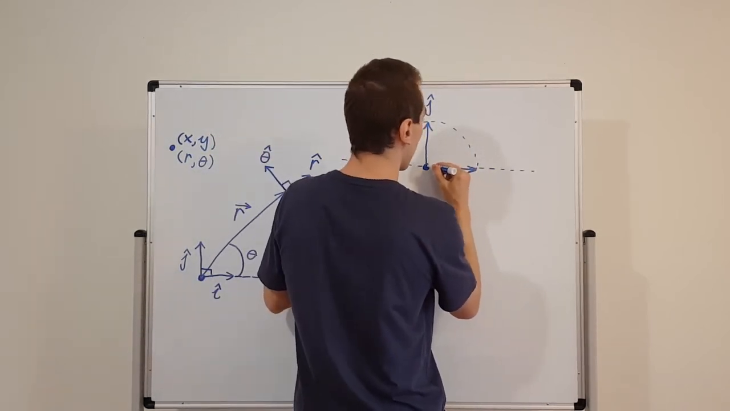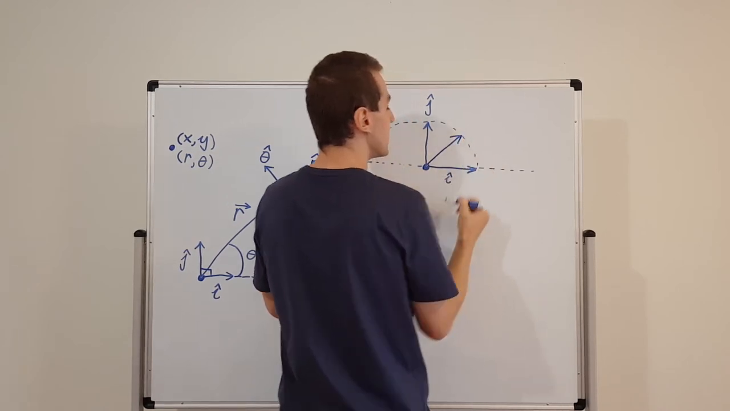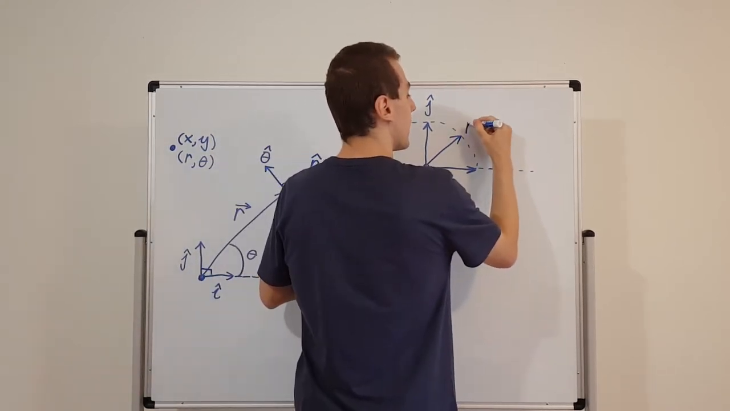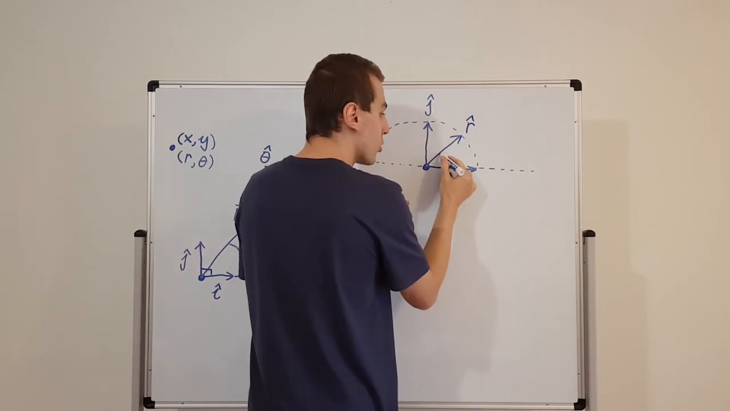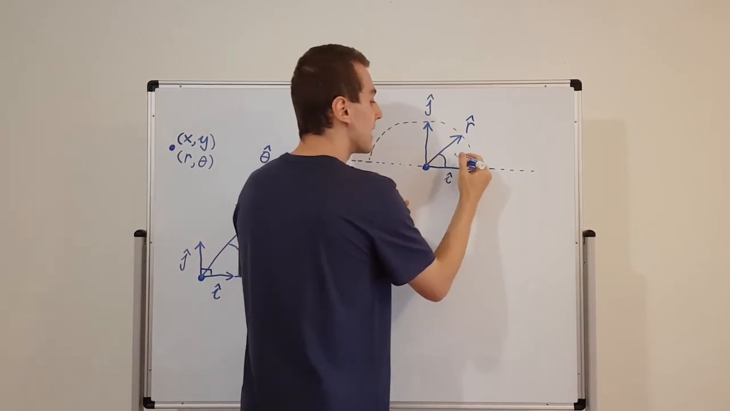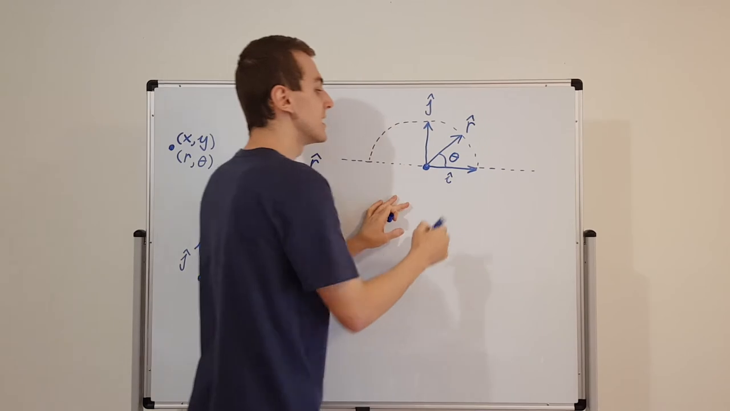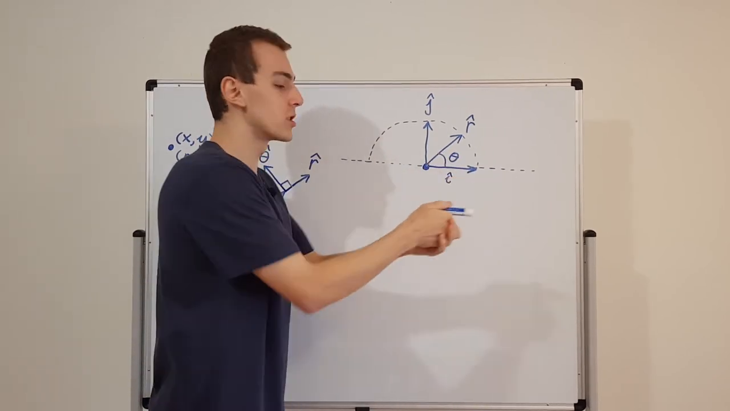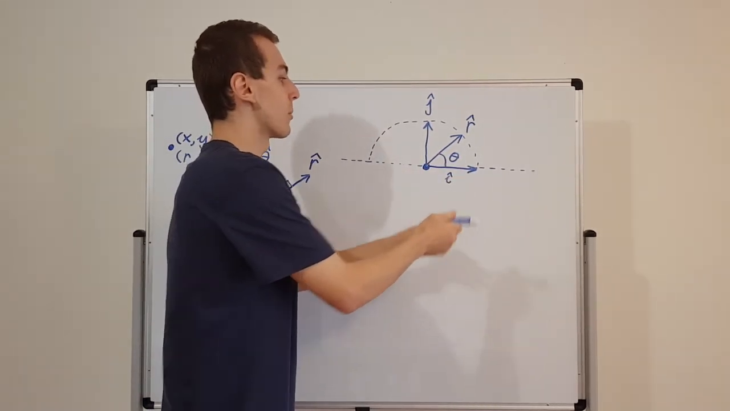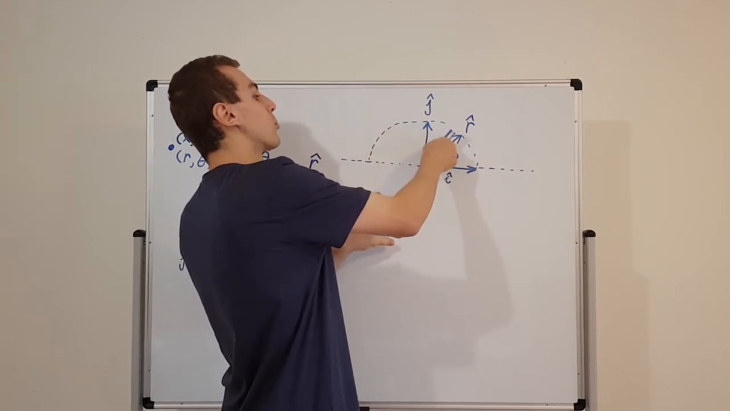So I'll put R hat over here. So this is going to be R hat. I'll put the label over here. And the angle between R hat and I hat is theta. So this is theta away from the horizontal axis. So we've got the positive horizontal axis, we're measuring the angle upwards from there.